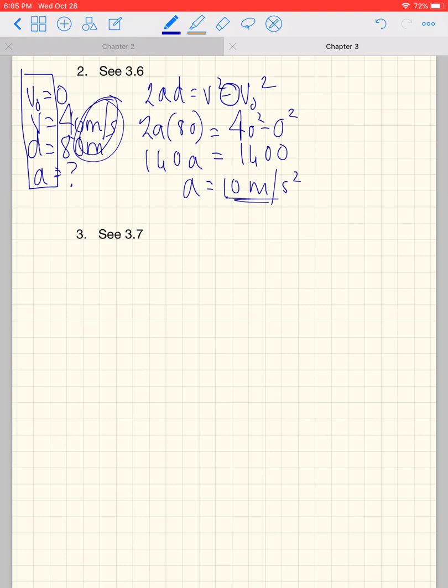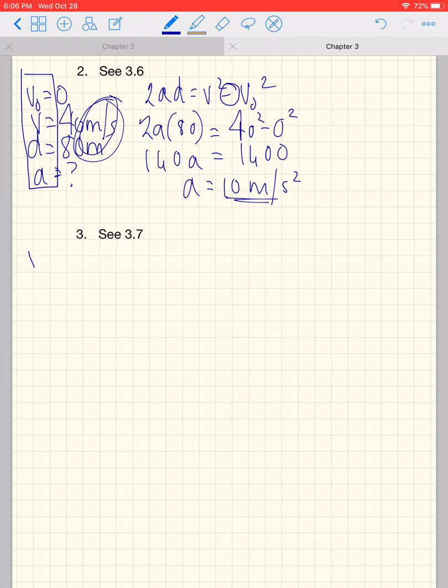All right, 3.7. A sled on an air track at Holloman Air Force Base is used to test the effect of high acceleration on the body. If the vehicle starts from rest and accelerates at 50 meters per second squared, what is the speed after traveling 100 meters? And I'm going to start giving what I know and what I don't know.